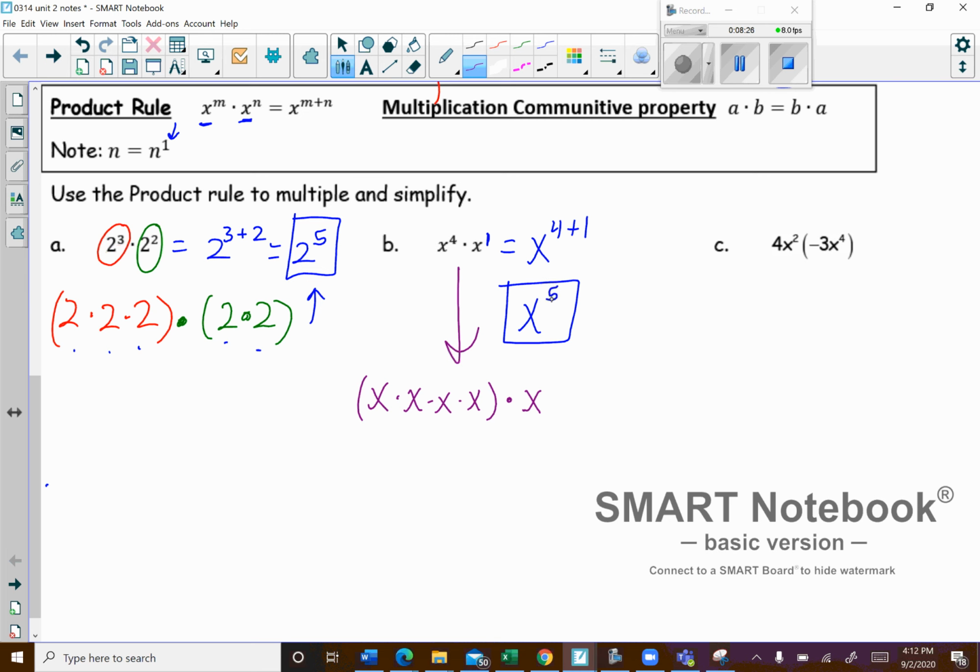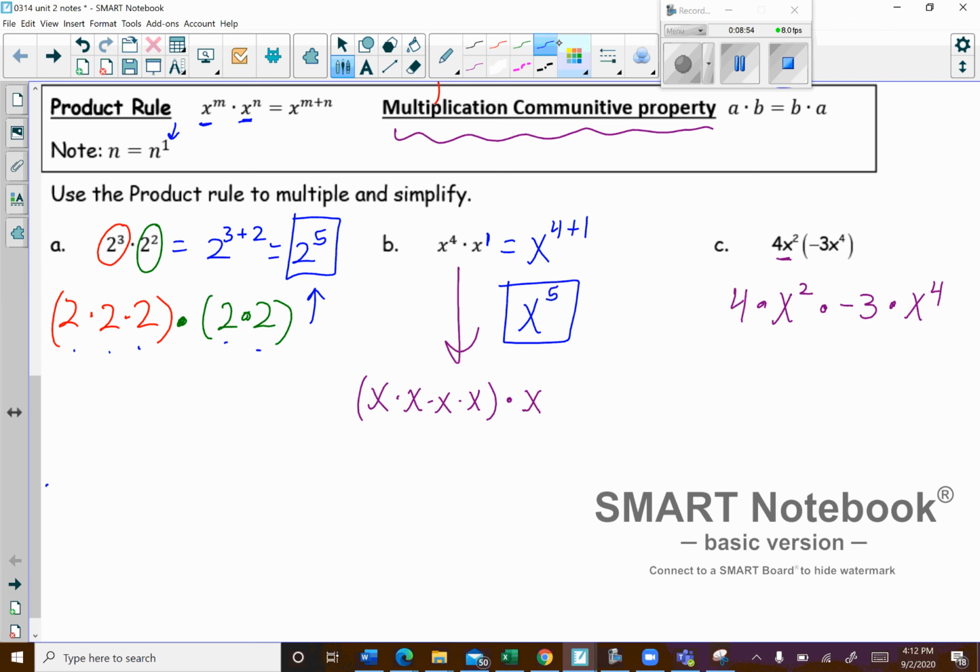On part C, we're going to see the commutative property that I was speaking about earlier. Let me show a little bit more detail on this question. We have 4x squared times negative 3x to the fourth. Those are not attached to each other. They're getting multiplied together, so I'm going to give them a little space. Then same thing over here: I have 4 times negative 3 and then times x to the fourth power.